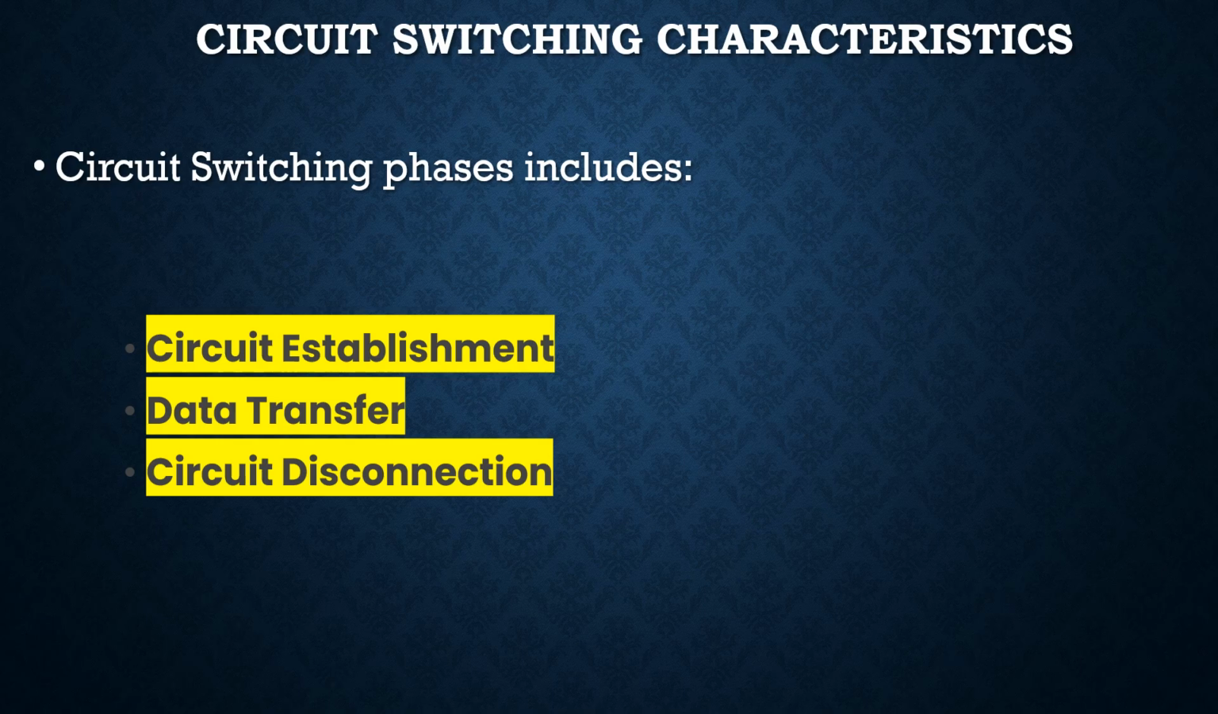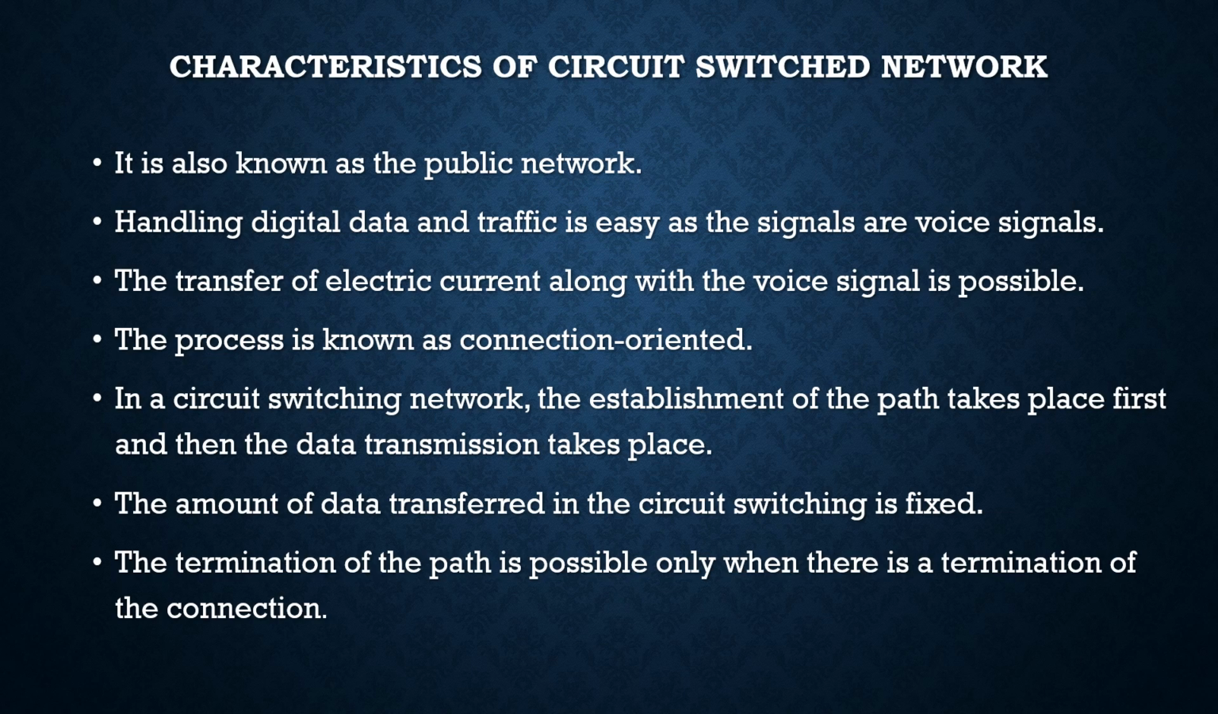Now let us see some of the characteristics of a circuit switching network. Circuit switching provides a dedicated communication path between two devices for the duration of the communication. Hence, we reserve the bandwidth for the entire conversation. This guarantees bandwidth, which can be important for applications that require a constant data rate.